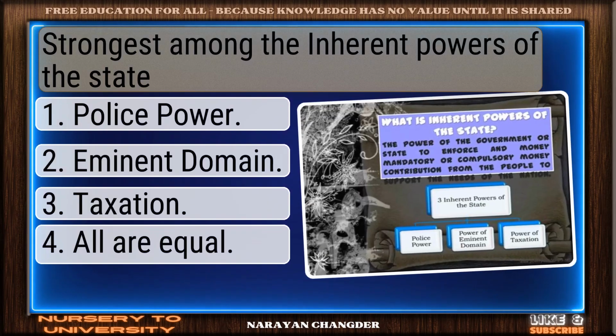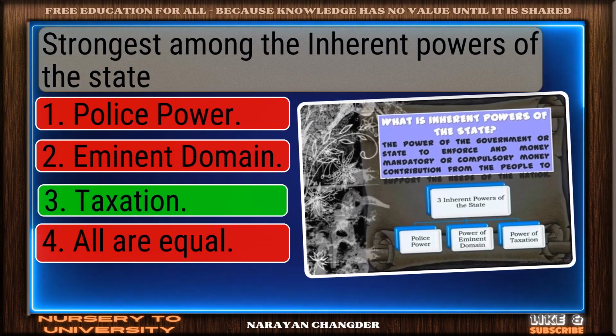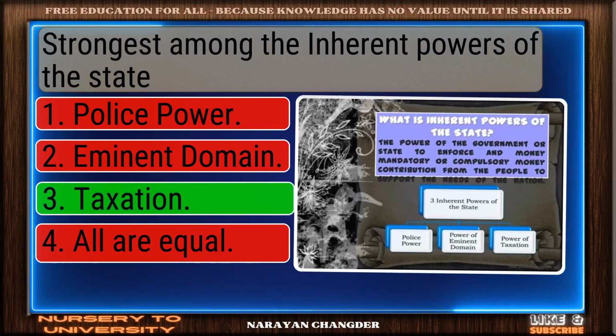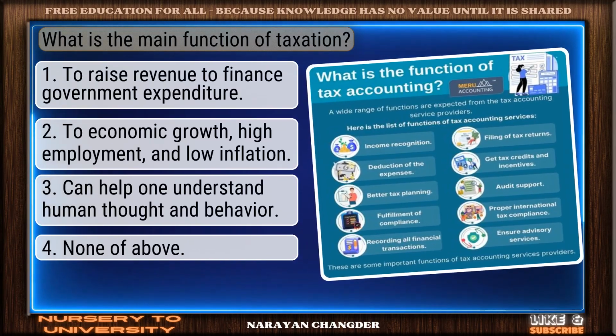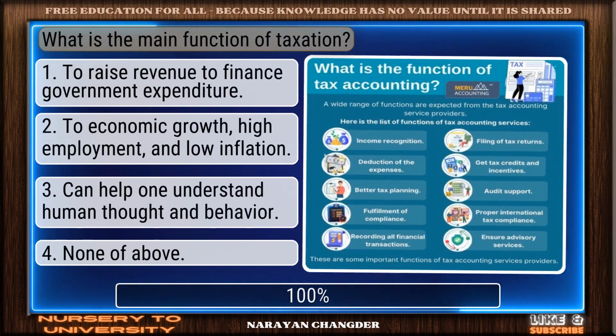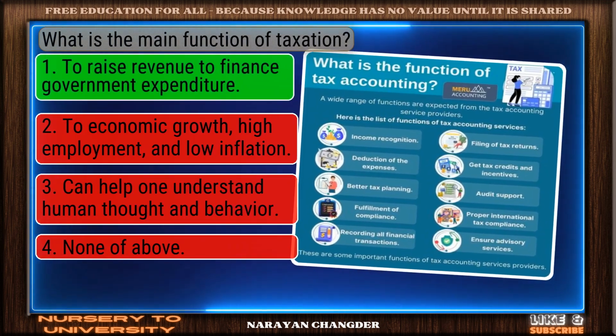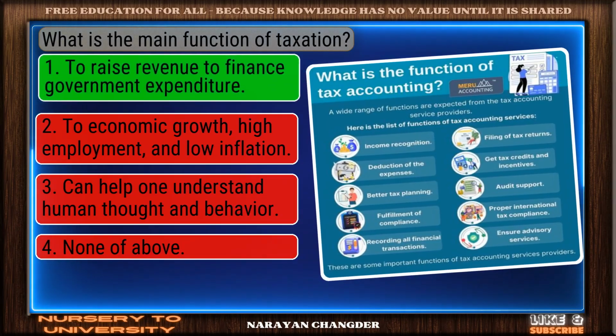Strongest among the inherent powers of the state. On track. Taxation is the correct answer. What is the main function of taxation? You're right. To raise revenue to finance government expenditure is the correct answer.